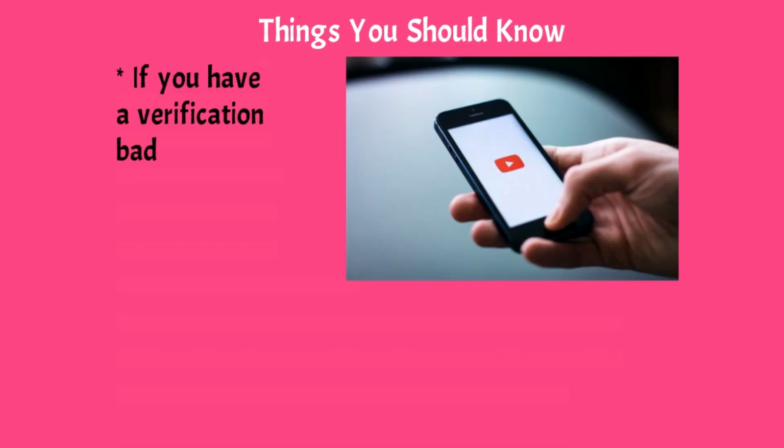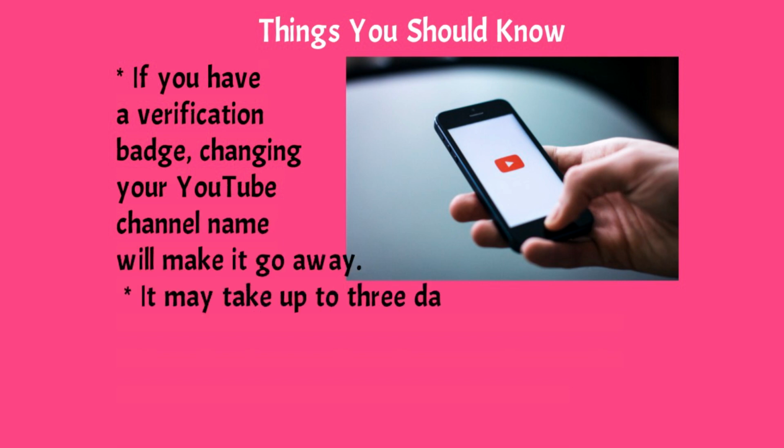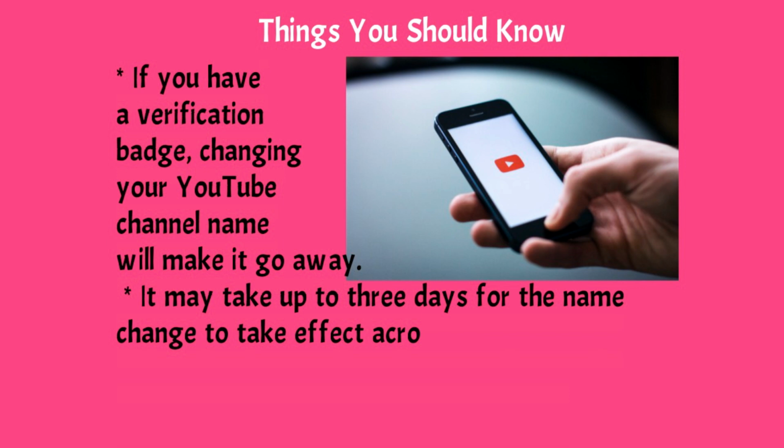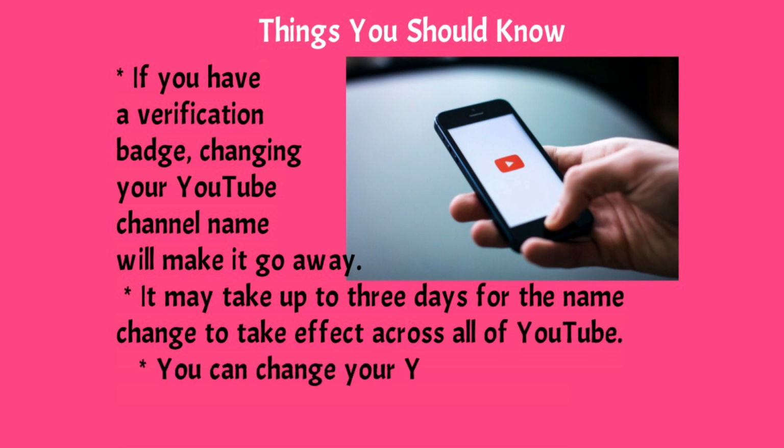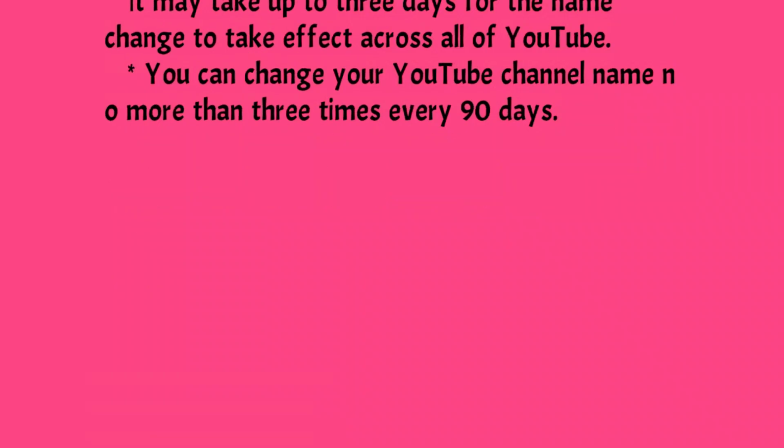Things you should know. If you have a verification badge, changing your YouTube channel name will make it go away. It may take up to 3 days for the name change to take effect across all of YouTube. You can change your YouTube channel name no more than 3 times every 90 days.